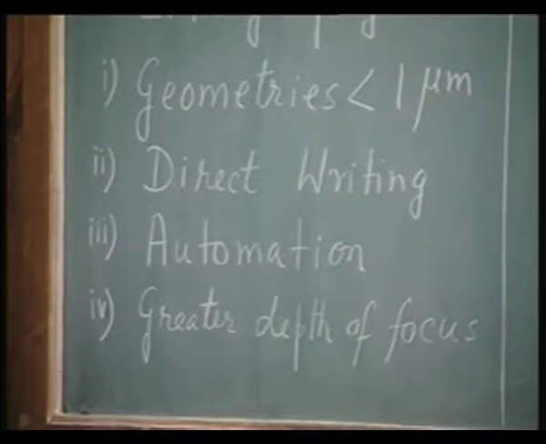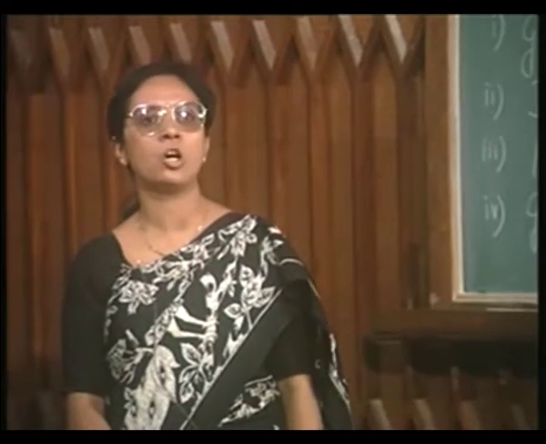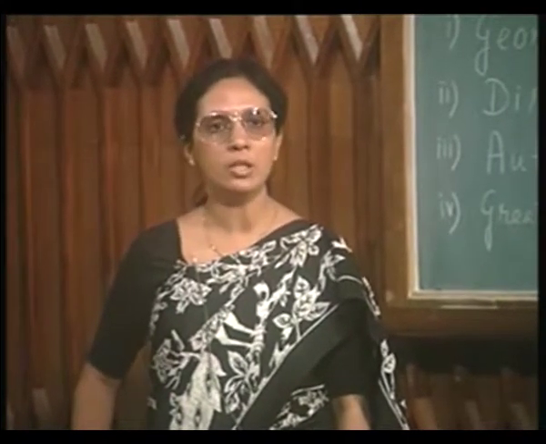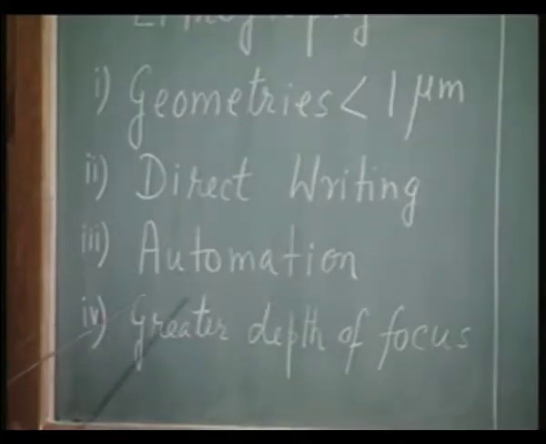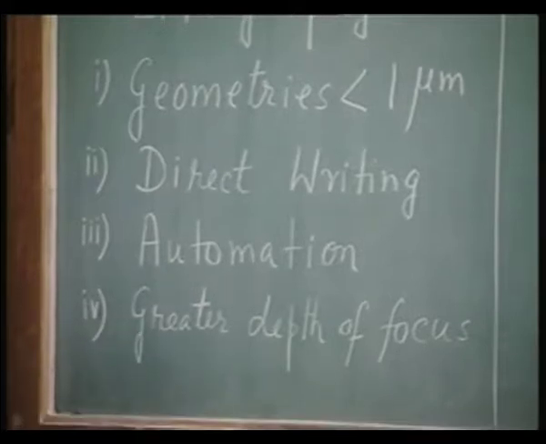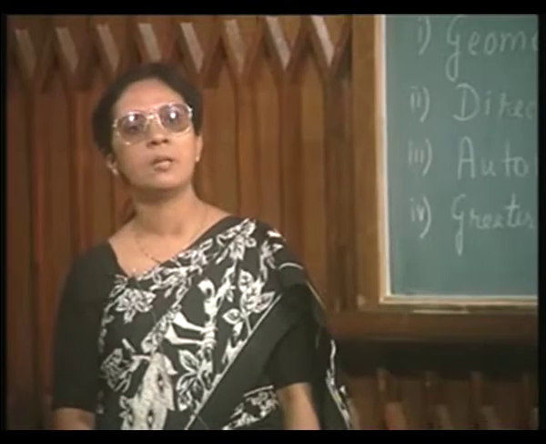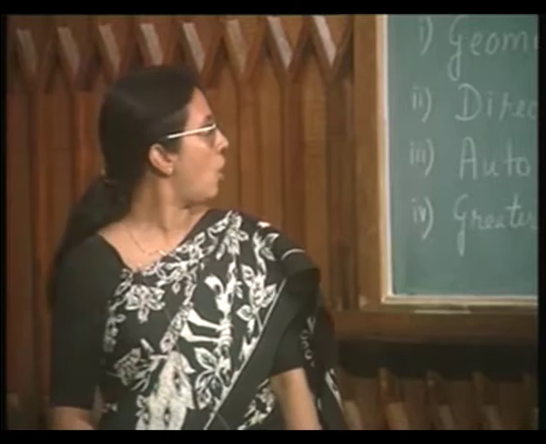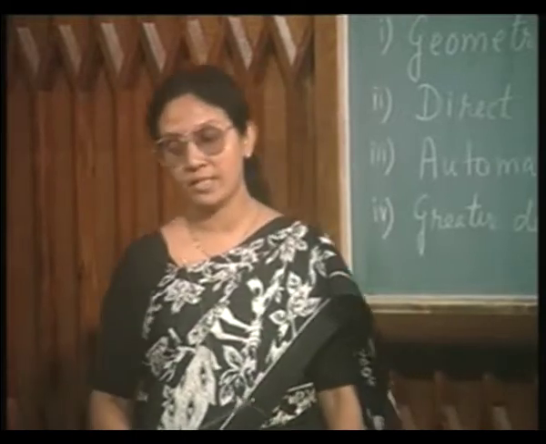Since there is no mask, there is no question of aligning with the mask, and this is the most skilled job in the lithography techniques, the alignment of the mask pattern on the wafer. Since in E-beam lithography no masks are needed, therefore, it can be easily automated. At the same time, E-beam lithography does offer us much greater depth of focus compared to optical lithography, and therefore, level to level registration becomes much better. So, all these are advantages of electron beam lithography. We will come to the disadvantages later.